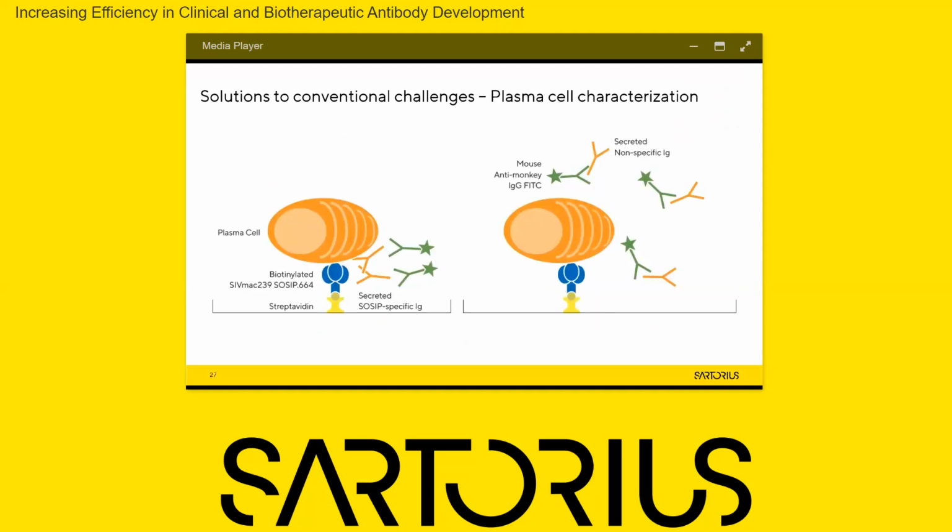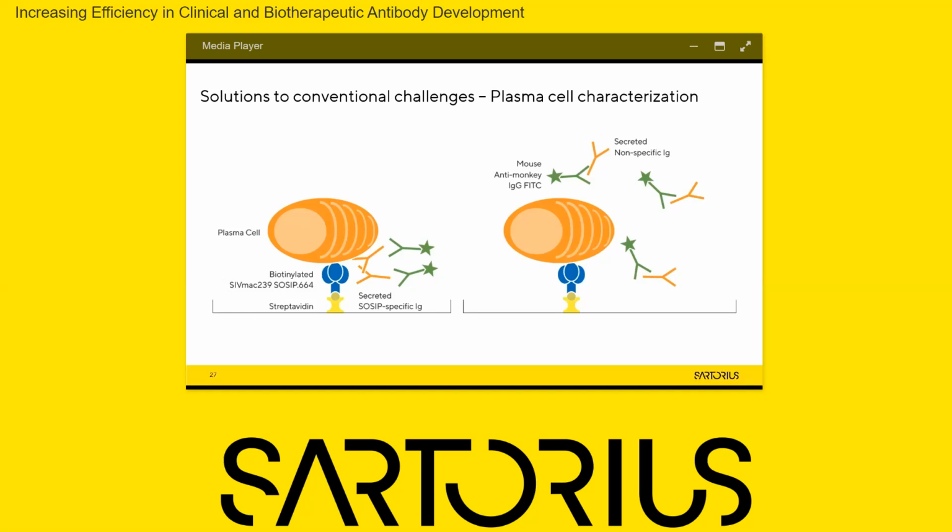Another example of a nanowell-based assay for plasma cell characterization is highlighted in this schematic here, showing you the characterization but also isolation of antibodies from the bone marrow of a SIV-MAC239 infected rhesus macaque. So the schematic here on this slide shows a representation of a fluorescence-based platform where the nanowells are coated with streptavidin in yellow here at the bottom, and subsequently an SIV-MAC239 SOSIP664 trimer in blue is added, and that binds to the streptavidin.